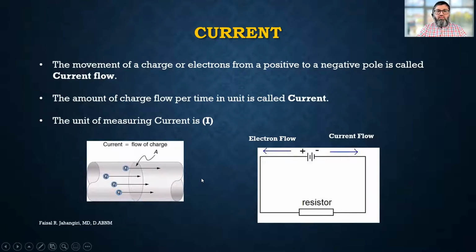The amount of charge flow per unit time is known as current. So the charge flowing through the circuit per unit time is called current. The symbol for current is I, and the unit is the ampere. The subunit is the milliampere, so 1 ampere equals 1000 milliamperes.